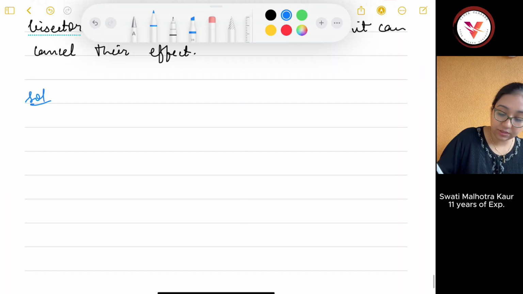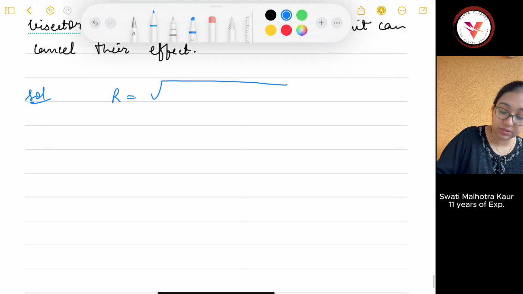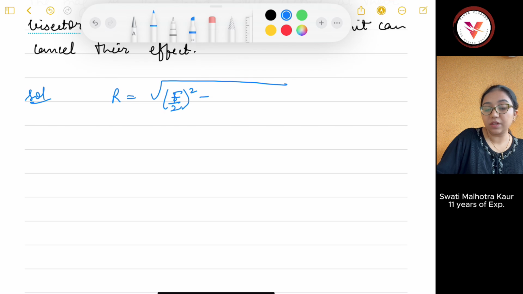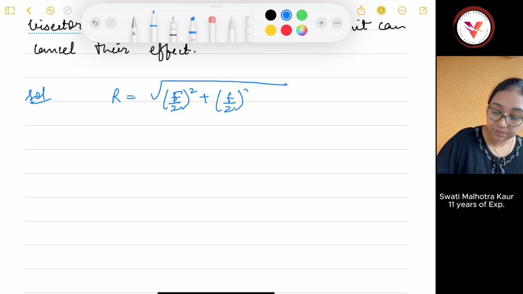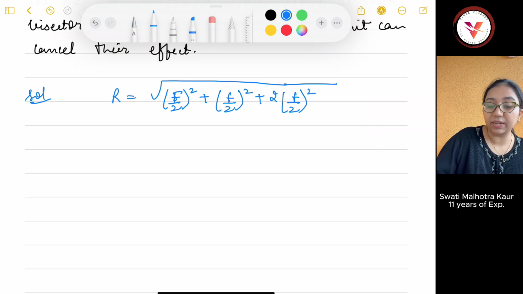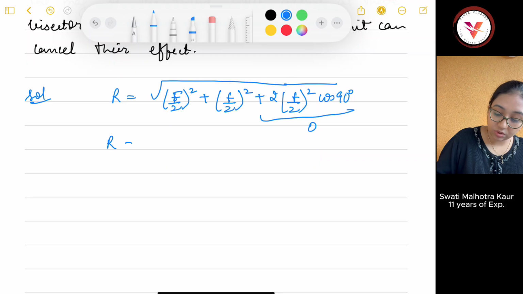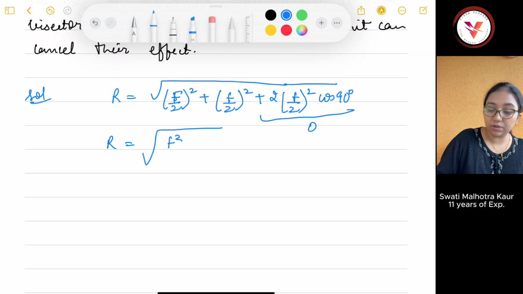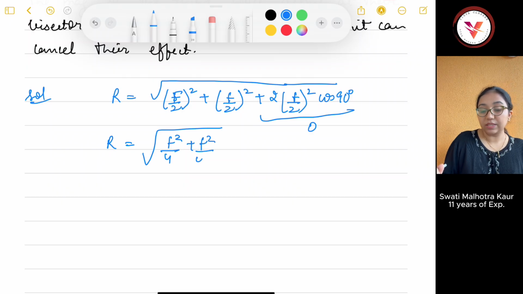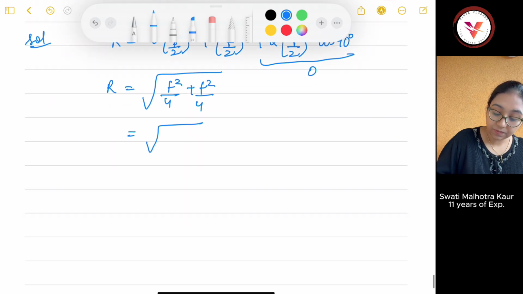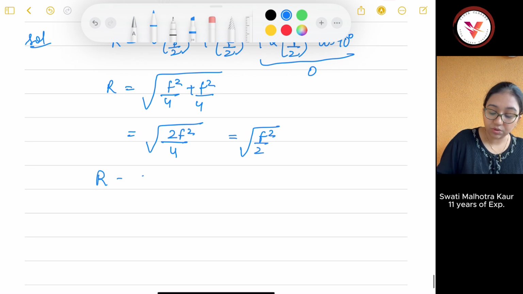So the resultant of two forces is F by 2 whole square plus F by 2 whole square plus 2 F by 2 into F by 2, that is F by 2 whole square cos 90 degree, and cos 90 degree is 0, so this whole term is 0. So that resultant is what? F square by 4 plus F square by 4, that is 2F square by 4, so it becomes F square by 2, so the resultant is F by root 2.